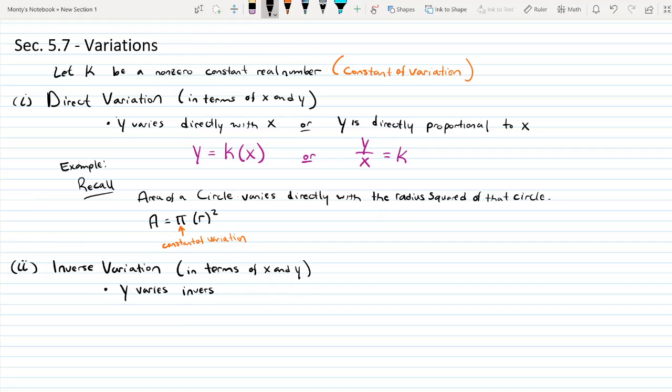Okay, anyway, let's get back on track here. So y varies inversely.